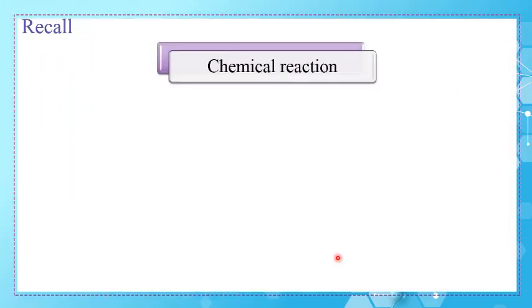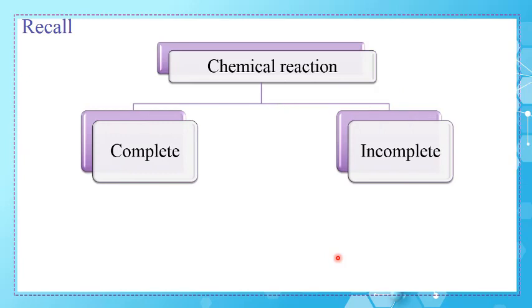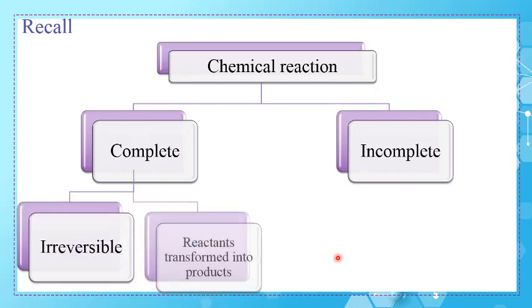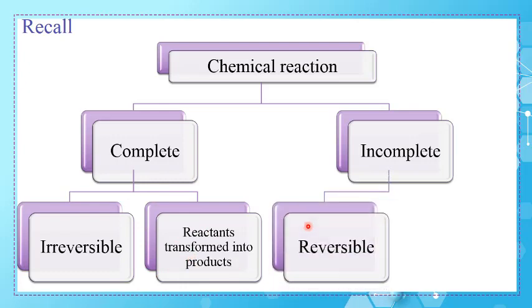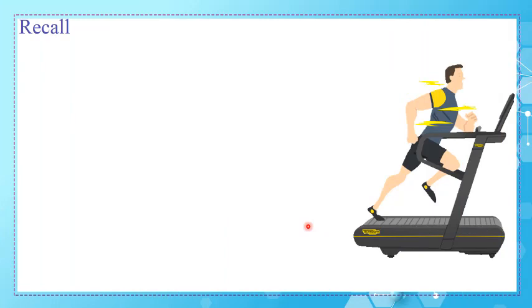Let's do a recall of the last chapter, or the last part. We said last time that a chemical reaction can be either complete or incomplete. A complete chemical reaction means irreversible. So the reactants are transformed into products, and this is the case of the whole chemical reactions studied so far in previous grades. While an incomplete chemical reaction is called reversible, and the reactants and the products are present at the same time.